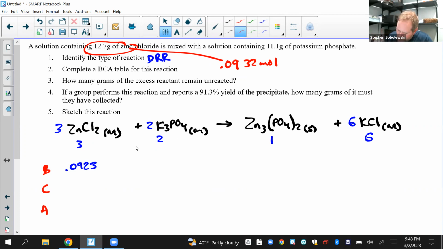For the next one, potassium phosphate, and I had 3 Ks, so 39.10 times 3. I need 1 P, 30.97, right? Yep. And I need 4 O's, which will be 64, 212.27. So I go 11.1 over that, gives me 0.0523.